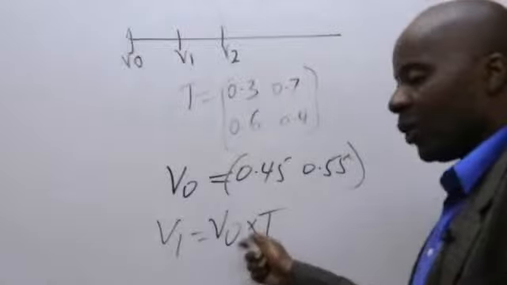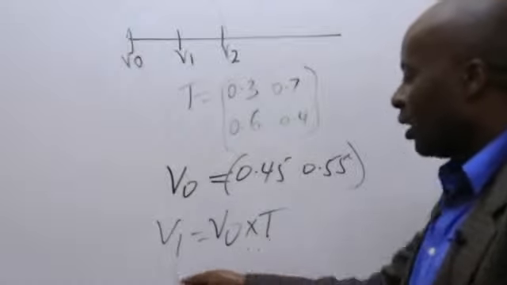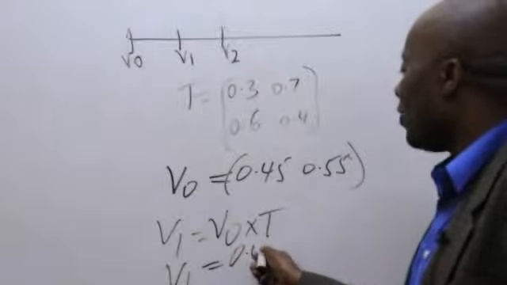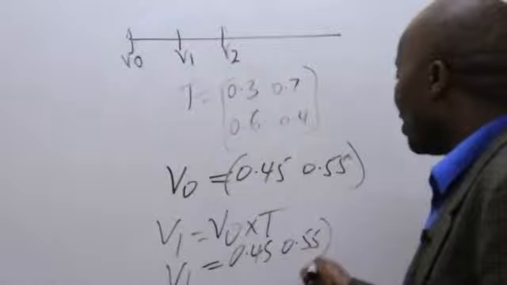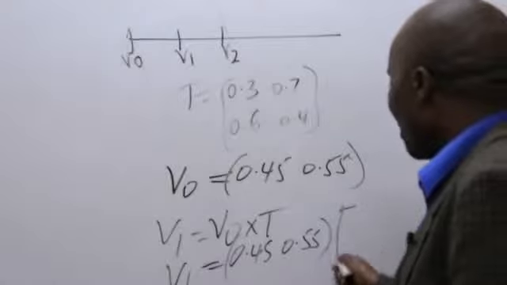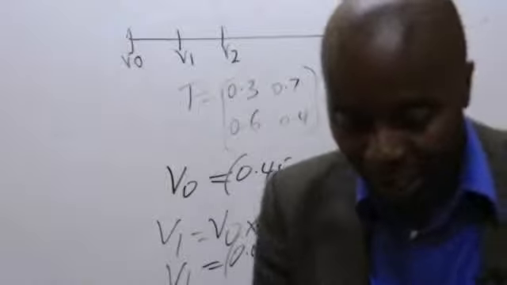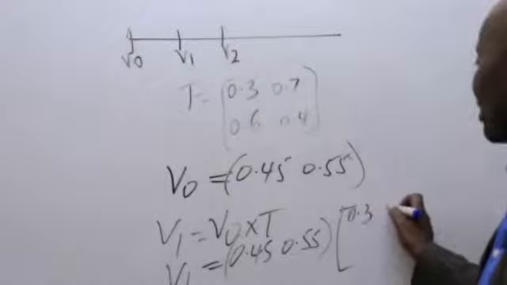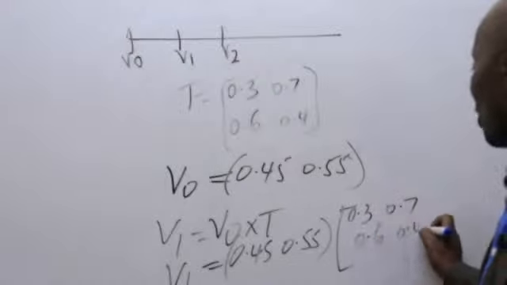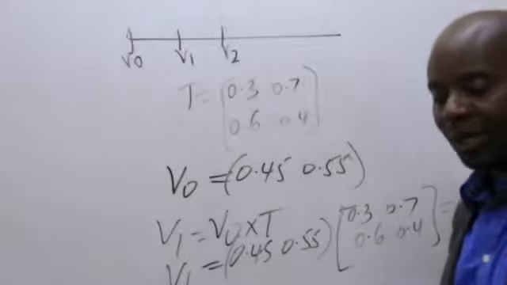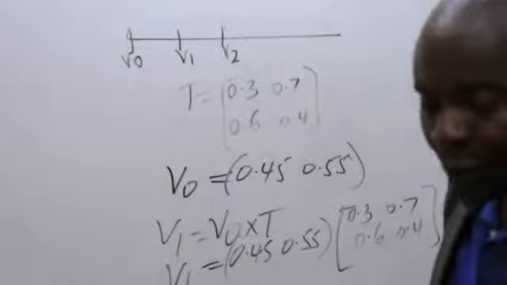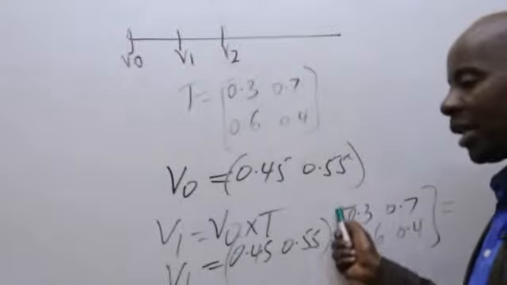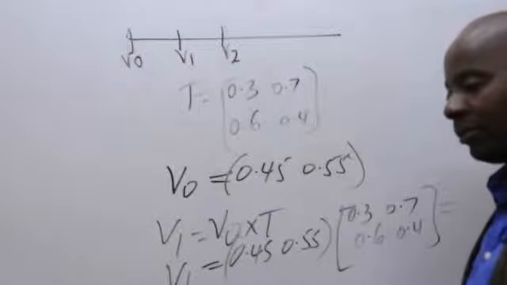So remember here, you have to begin with a vector. Therefore, ladies and gentlemen, my vector 1 will be equal to vector 0. Already I have it, it's 0.45, 0.55. And then I'll multiply this with the transition matrix. The T matrix here is 0.3, 0.7, 0.6, 0.4. With this information, I should be able to do my multiplications very easily. Remember, when I'm multiplying, it's all about row and column, a row and a column.